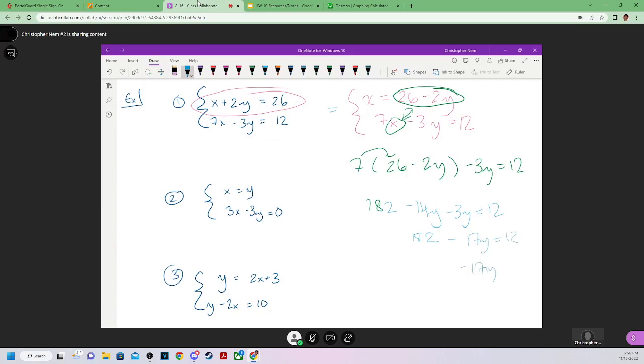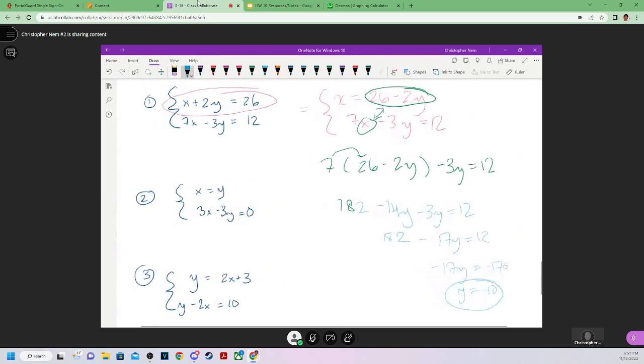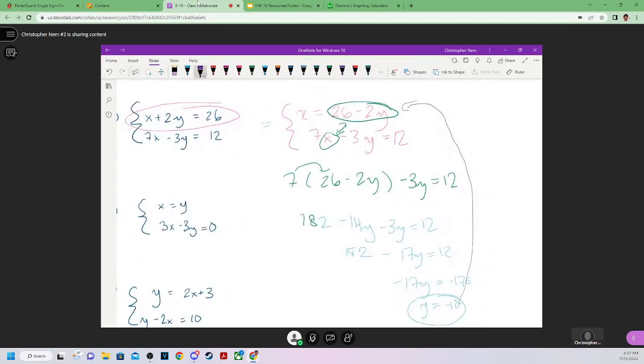Negative 17y equals negative 170. Y is equal to negative 10. I'm almost done. Now I got to solve for the x value. So I'm going to plug this guy in all the way up here. You can plug into any of the equations, remember that, but I'm going to plug into here because it's more convenient that way. So if I plug into this equation, I get x is equal to 26 minus 2 times negative 10. X is equal to 26 plus 20. X is equal to 46.